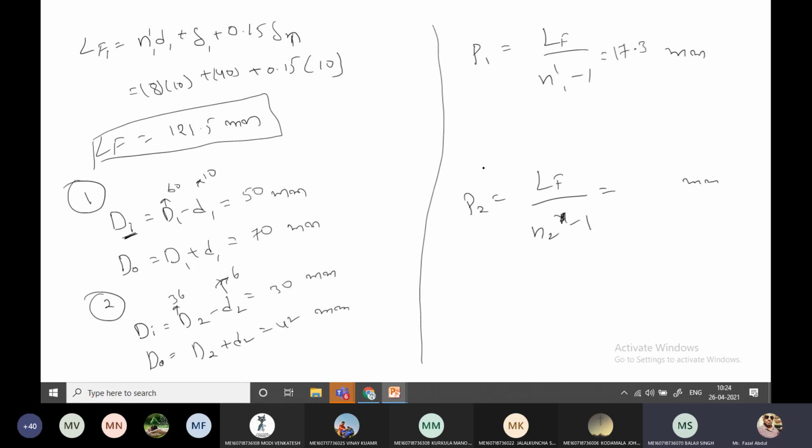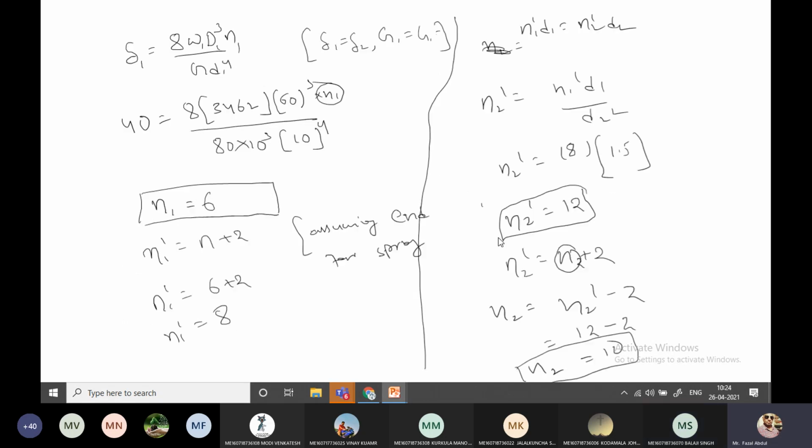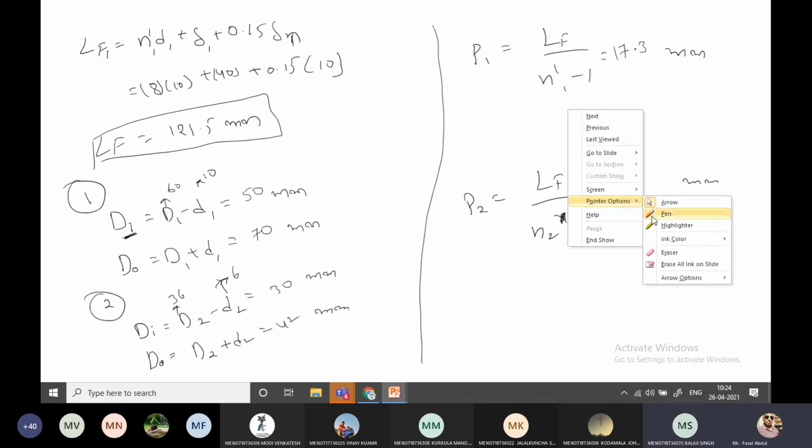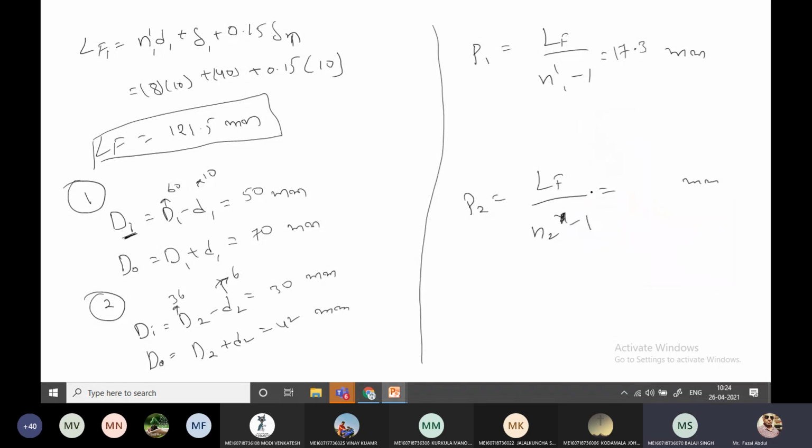Sir, N2 value once show, sir. Okay. N2 value 10. N2 dash is 12. P2 is 13.5. 13.5. Sir, 10.3, sir. Which one is this one?